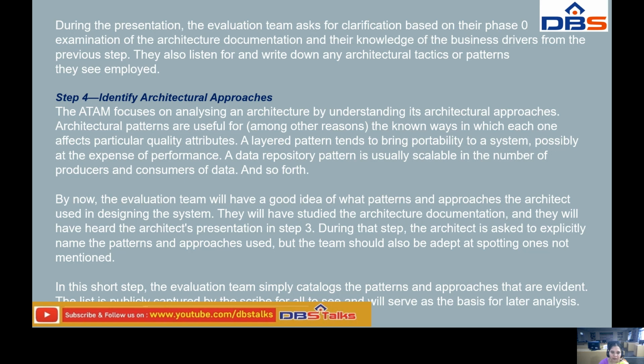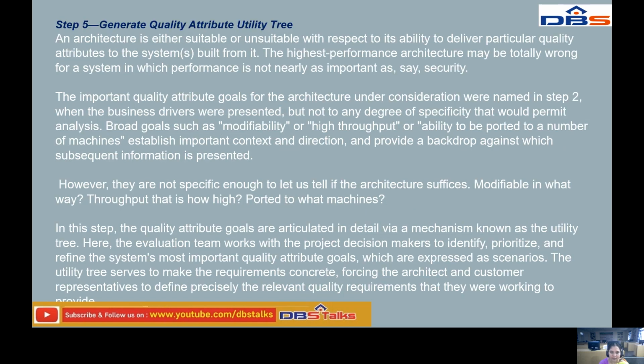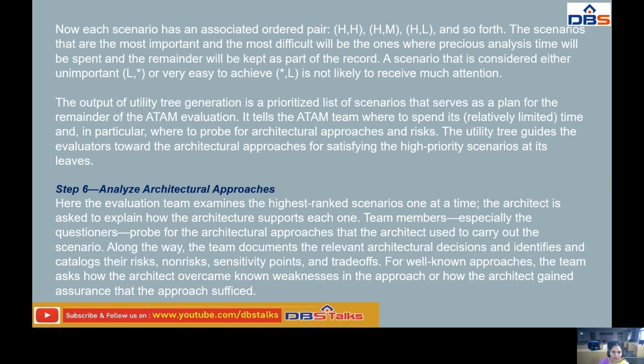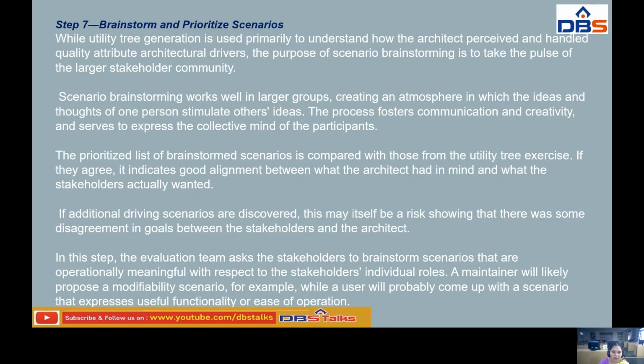In this step the evaluation team simply catalogs the patterns and approaches that are evident. That is important, because based on that they can perform the analysis. The fifth step is to generate quality attribute utility trees. This is very important, how to generate the quality utility trees. So here they can follow some steps. Now these steps we need to see in the next class.